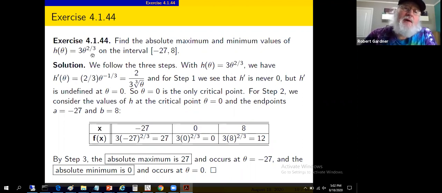Because of the 2 there, this is a non-negative function. It's 3 times the cube root of theta squared. The 2 squares things, so we're dealing with a non-negative function. That might be some useful algebraic knowledge if I was trying to graph it. More of that in the future. They wanted absolute max and mins. There they are, and that's where they occur.